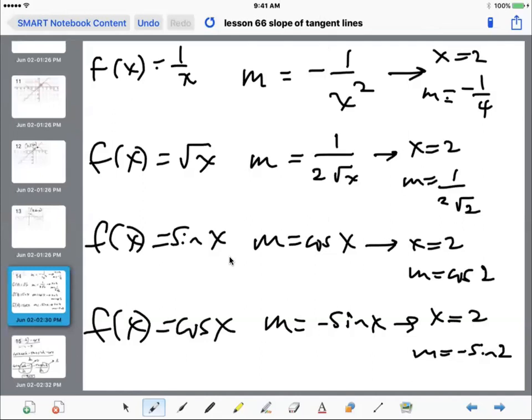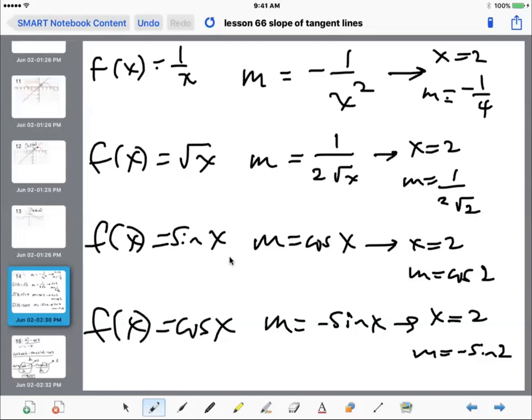Okay, you can see the answers here. So for 1 over x, it was minus 1 over x squared, or specifically when x equals 2, the slope would be negative 1/4. For radical x, it's 1 over 2 radical x. That one needed that whole rationalize the numerator thing from yesterday. And for the third one, sine became cosine, and cosine became negative sine.